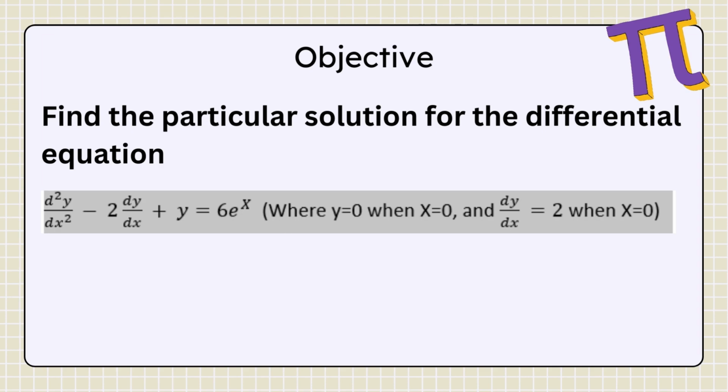Our objective is to find the particular solution for the differential equation. Our equation is d squared y over dx squared minus 2 dy over dx plus y equals 6e to the power of x, or exponential power of x. What's worth noticing here is that it's not equal to 0, which makes the second order differential equation non-homogeneous. So we will have to take two different types of y in order to find the general y.